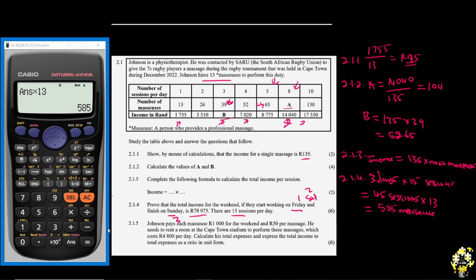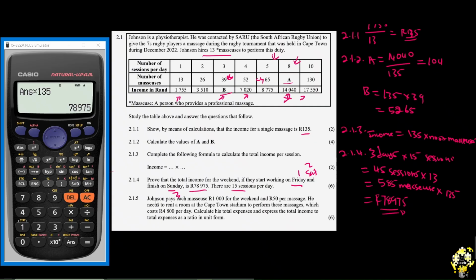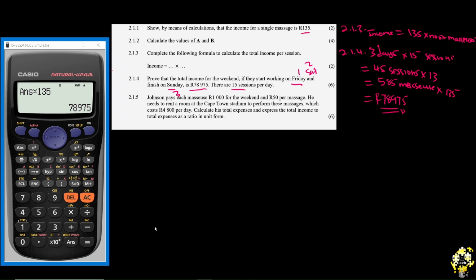Now, how much? That's the important thing. By now we know that it costs 135, multiplied by 135. See? It's actually 78,975. Now you could have done it differently, but just make sure that your answer at the end is 78,975. Let's go on to the next one, which says that Johnson pays each masseuse 1,000.